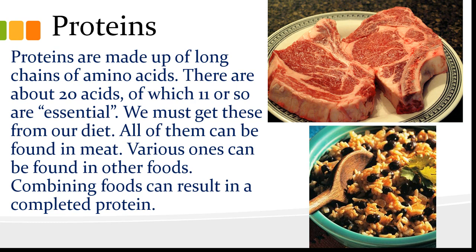We call it completing a protein, by combining foods together. Right here, rice and beans apparently is one of those. Beans are very high in protein, and if you combine it with rice, you're going to get all of the amino acids you want. But I've heard very recently, I've heard people saying that even then you're still not getting the quality or even perhaps all of the essential amino acids unless you're eating meat.